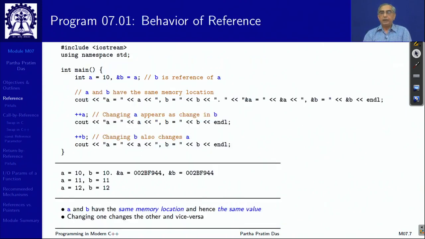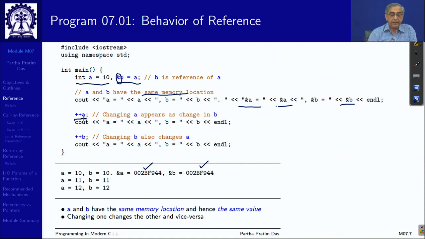Now, let us look at the behavior of an alias in the program. We have defined a, initialized it with 10, and an alias of a, which is b, defined with this ampersand. So, b is a reference of a. So, a and b are necessarily the same variable, but two names for it, that is all. That is all the reference talks about. So, they necessarily have the same memory location. If I print the memory location of a and b, as you will see here, the values are identical and therefore, the values they print are also identical.